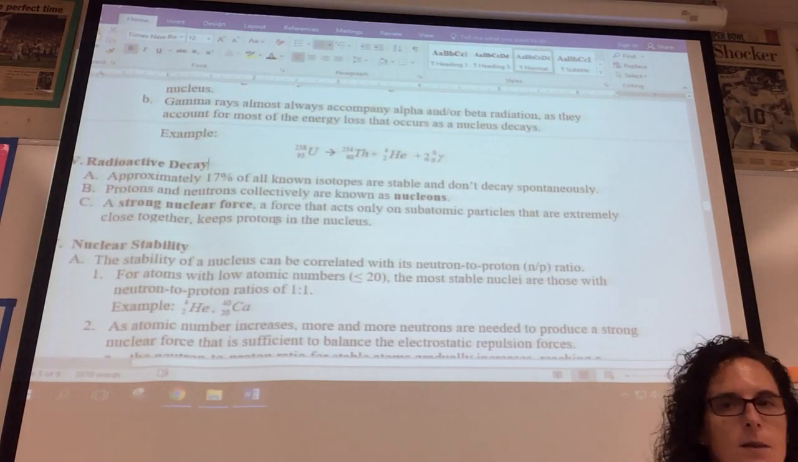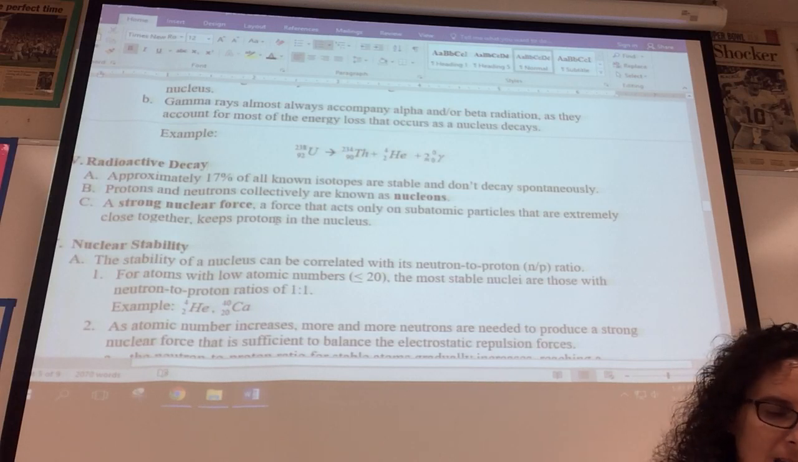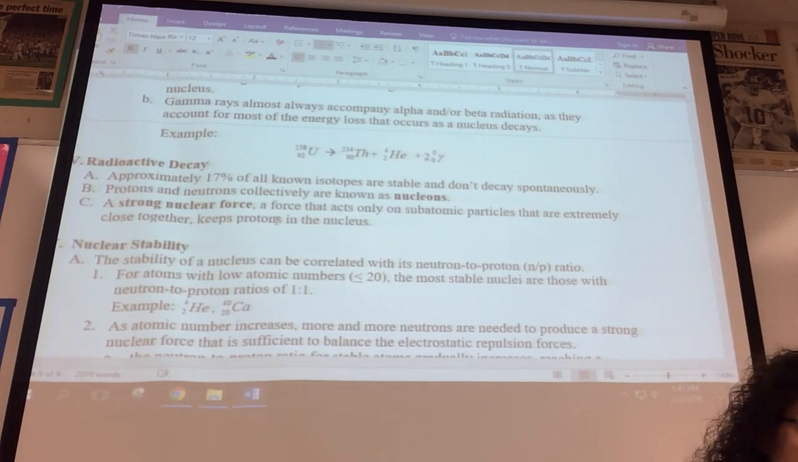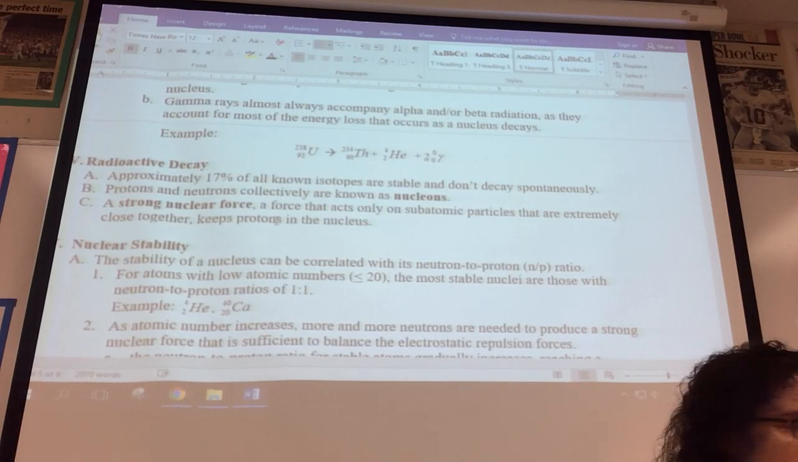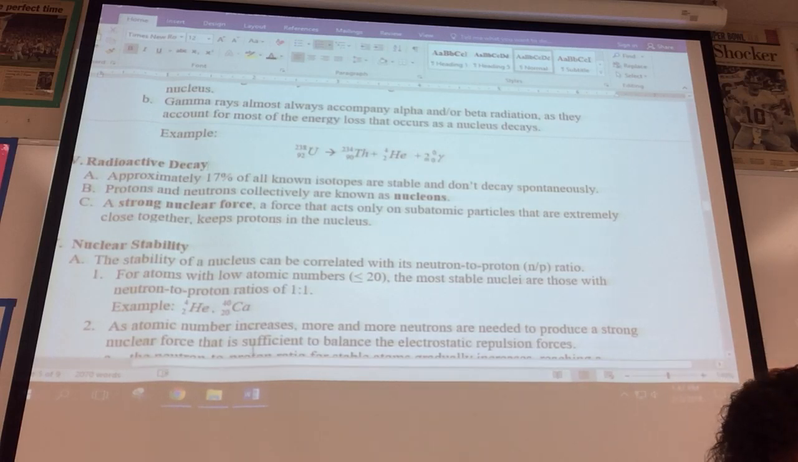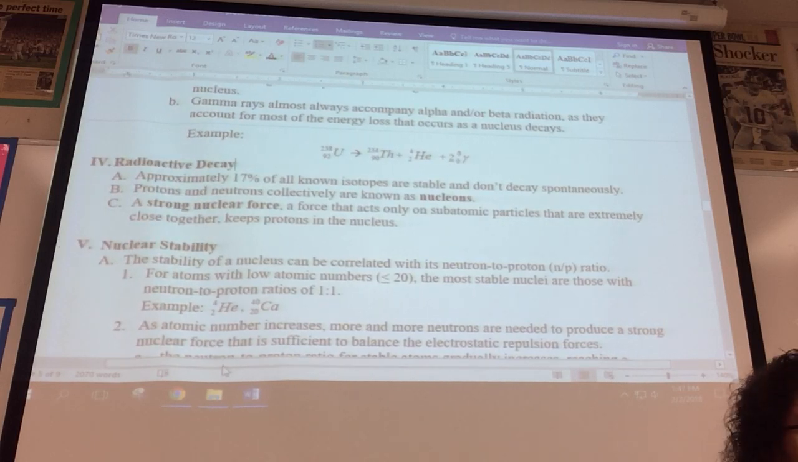Alrighty, one more piece of the puzzle so that some of this makes sense, because we want to know why certain elements release beta or alpha and or gamma. Some of them actually emit what's known as a positron, and some of them capture electrons, and we'll talk about why that occurs. So it turns out that only 17% of isotopes are stable.